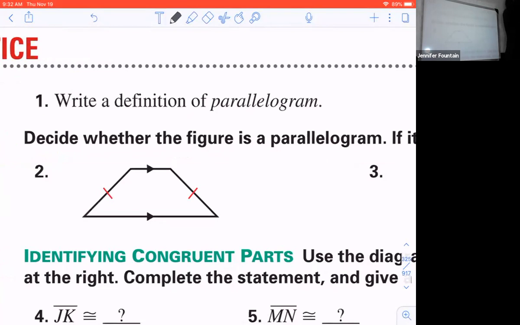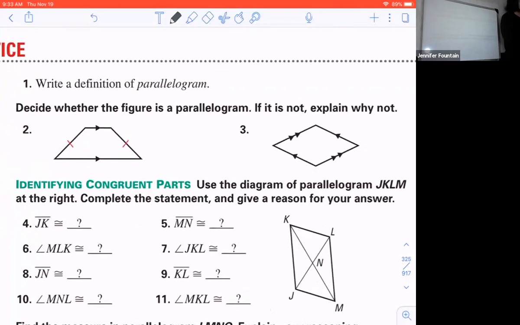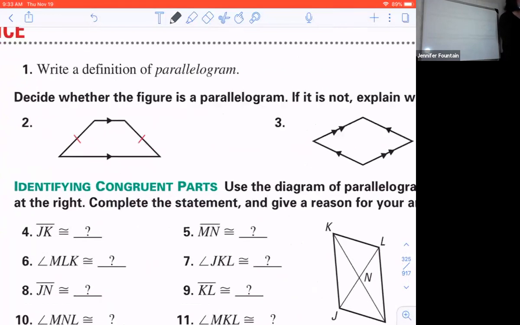It's four-sided, first of all. It has two pairs of opposite parallel sides. The opposite angles are congruent. Diagonals bisect each other, and consecutive angles are supplementary. So all of those things are going to be true about a parallelogram. Let's look at number 2. It says decide whether the figure is a parallelogram. If not, tell me why not.